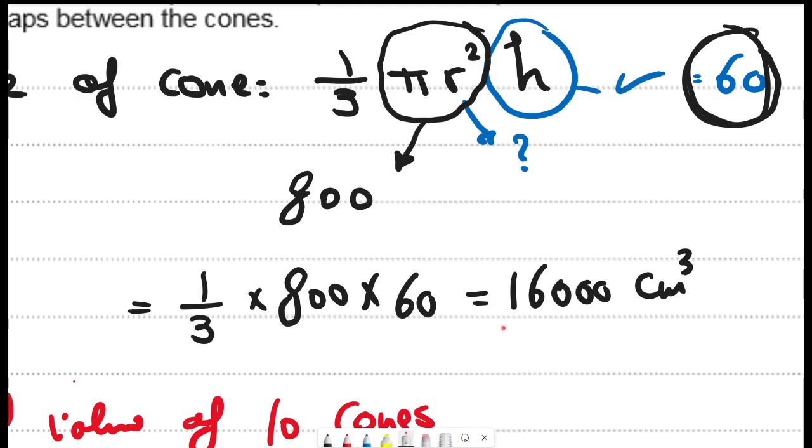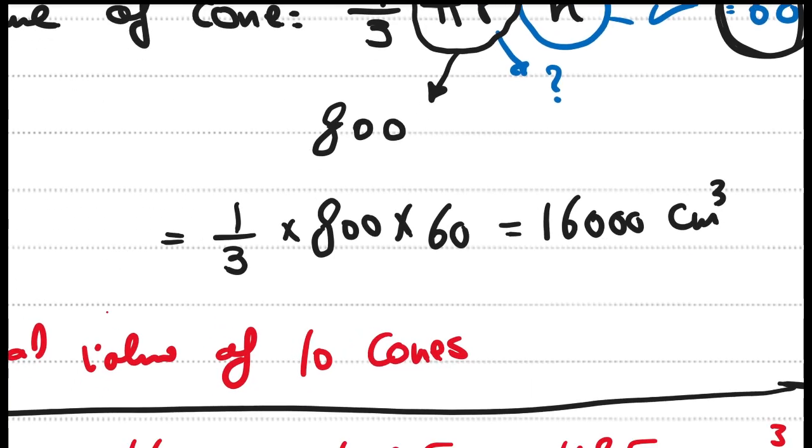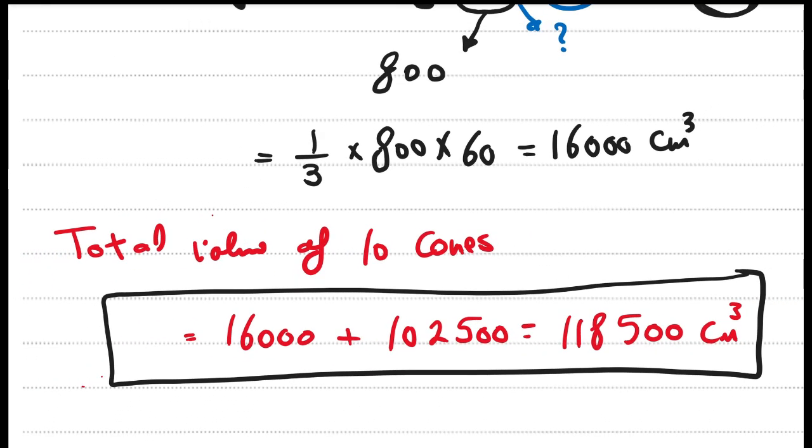So we have the volume of the cone, we have the volume of 10 bases. We add these together to get the value.